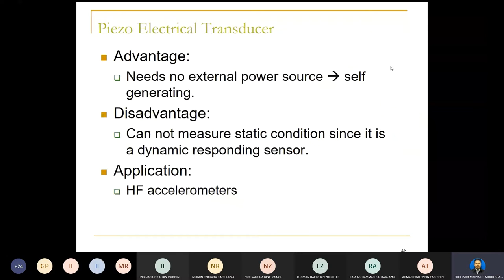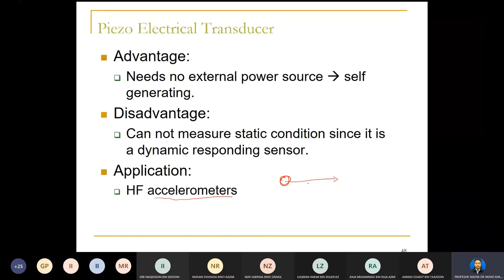Okay, so the application of the piezoelectric is the high frequency accelerometer. Actually, the accelerometer is to measure the position. Position of, for example, our robot, drones, mobile robot. They use the accelerometer to measure the navigation. So for example, from this position to move to this position, they use the accelerometer.